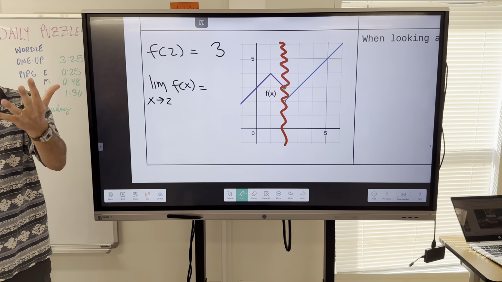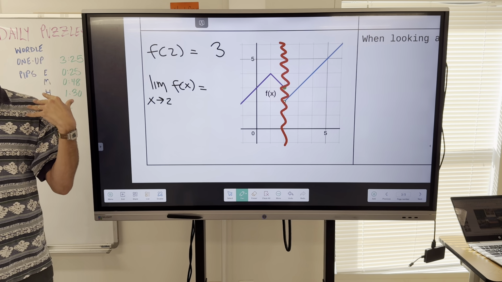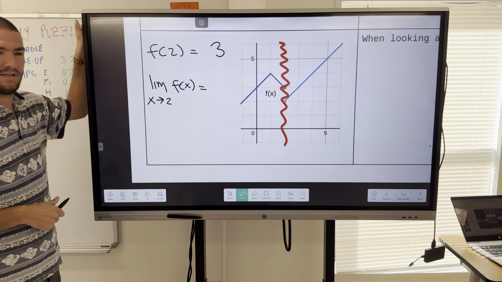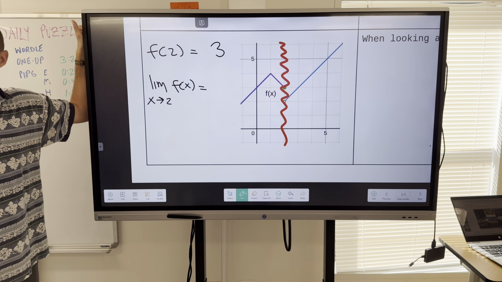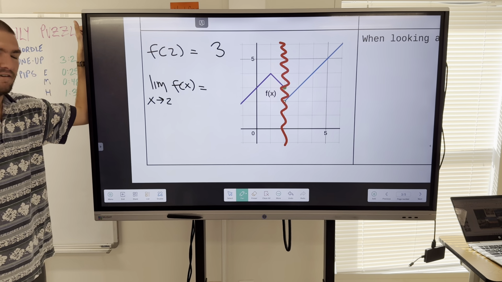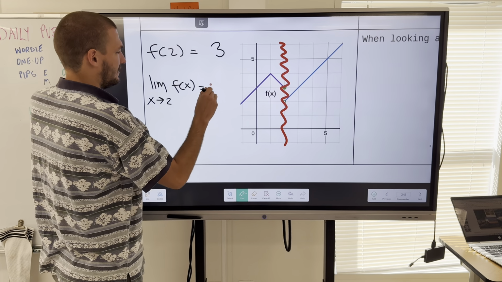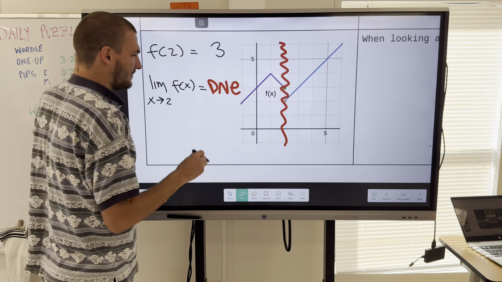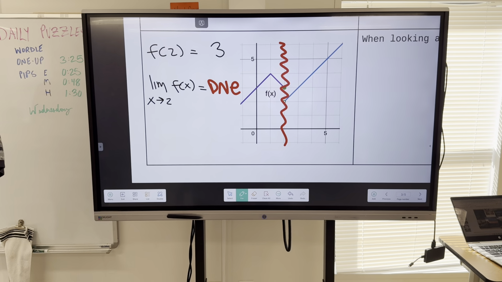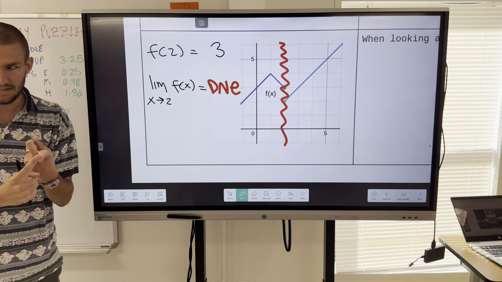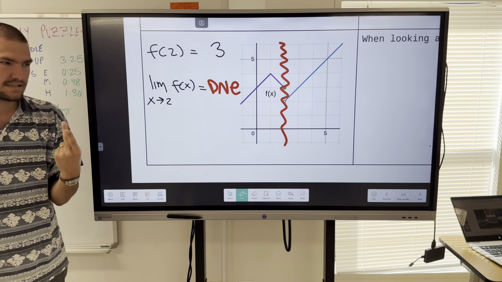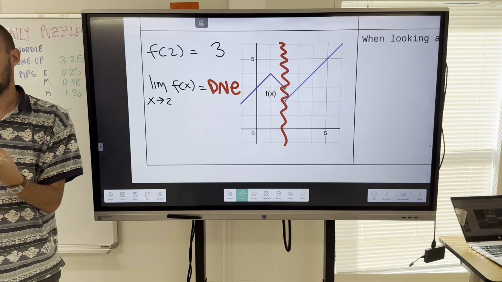Because some of us might have shaggy blonde hair and we think it's 3, and some of us might have curly brown hair and we think it's 2, and we just will never agree. So, the limit does not exist. So we've now seen easy questions where the function does exist and easy questions where the limit does exist.